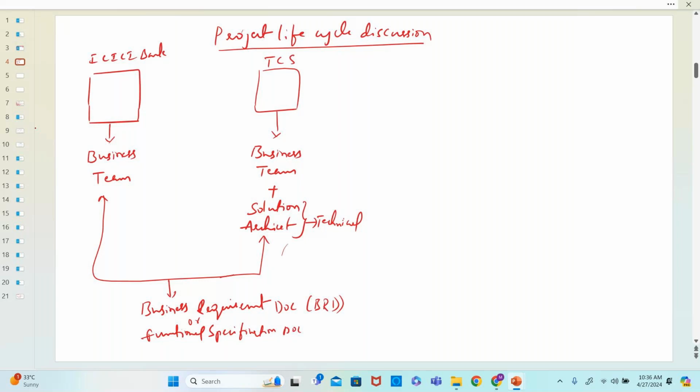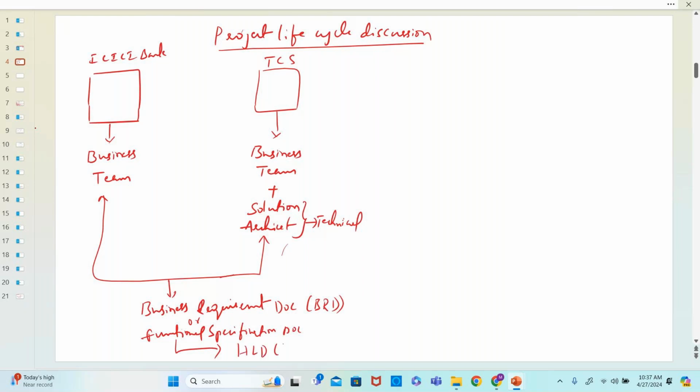Now the output has come: the business team of ICICI Bank has conducted many workshops with the business team and solution architect, and then they have prepared the business requirement document. This business team of ICICI will review the entire document and then say yes, it's perfect, you can go ahead. Exactly. Now the solution architect will take the BRD and try to provide the high level design document.